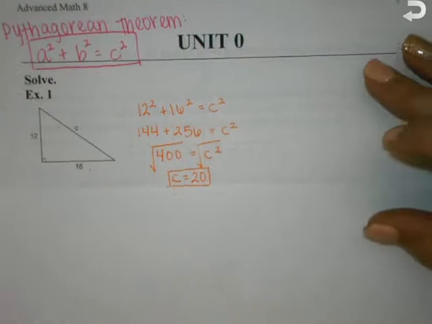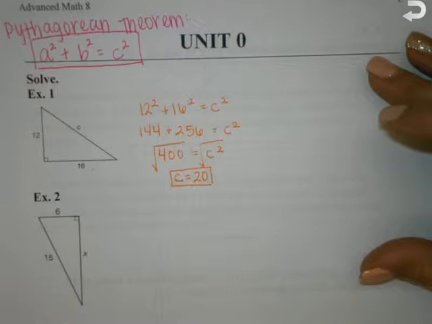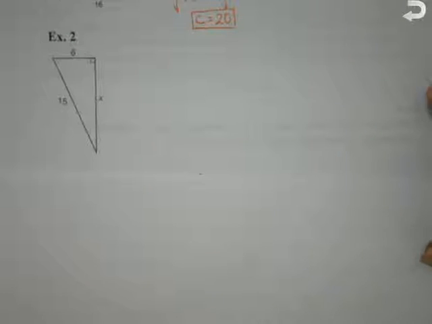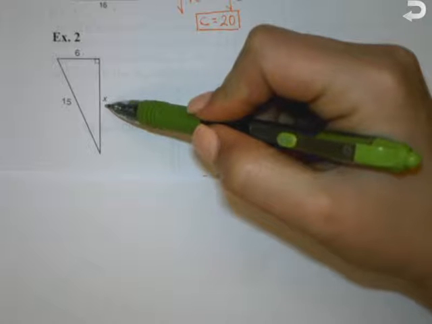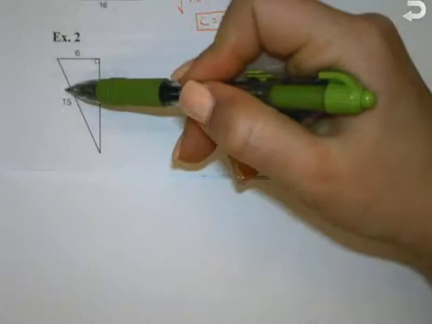So let's look at what happens if I give you the hypotenuse and a leg, but you're missing the other leg. So example 2. We have our triangle upside down, but how do we know which one's the hypotenuse? It's the long one. So this leg is 6. We call this leg X. Remember, that little square means it's a right triangle. And then our hypotenuse is 15.